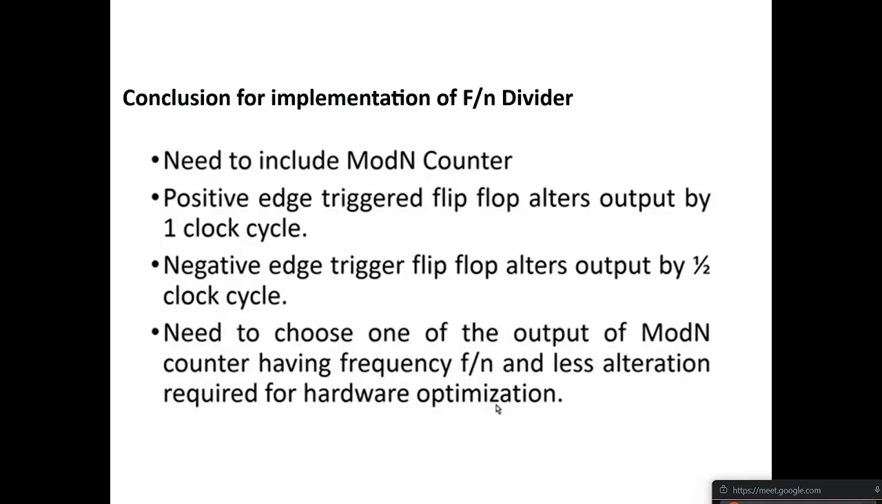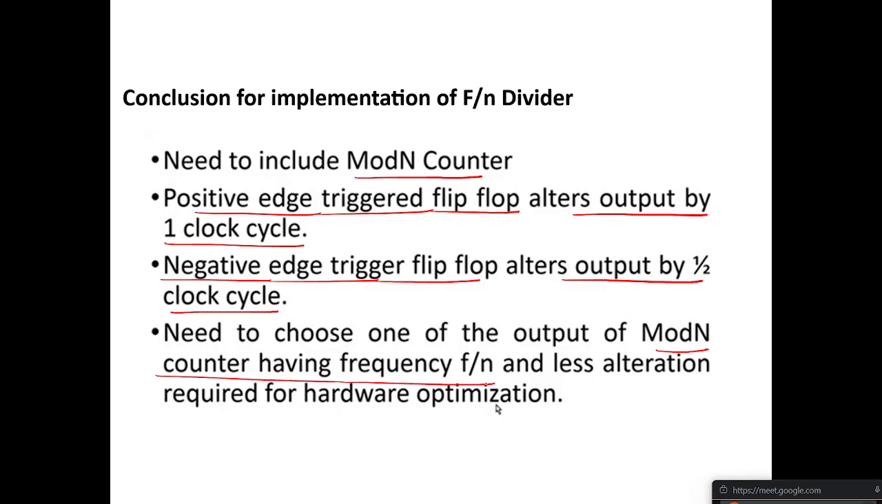So the conclusion: first we need to include a modulo counter. If it is a positive edge trigger flip flop, we need to alter the output by one clock cycle. And with the negative edge trigger flip flop, we need to alter the output by half a clock cycle. So we need to choose an output of the modulo counter having the frequency f by n, requiring less alteration, for hardware optimization. Understood? Understood, sir.